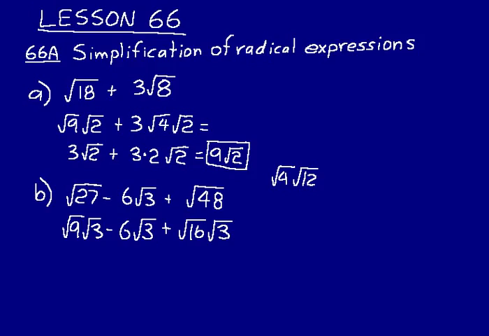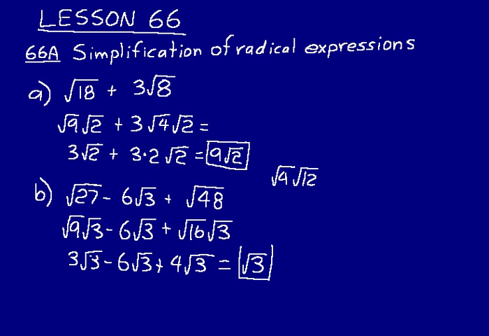So now go back and simplify further. Square root of 9 would just be 3 times the square root of 3 minus 6 times the square root of 3 plus 4 times the square root of 3. Okay, so now we can add all these together because they're all like terms. And we could think of it as 3x minus 6x plus 4x. And so that would be a positive x, or a positive square root of 3.